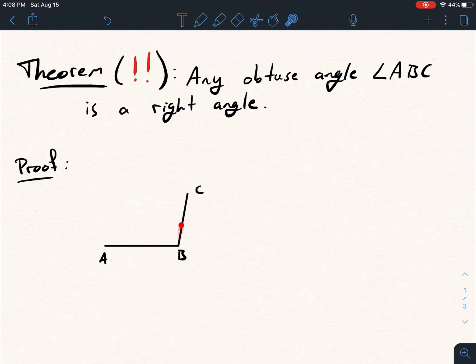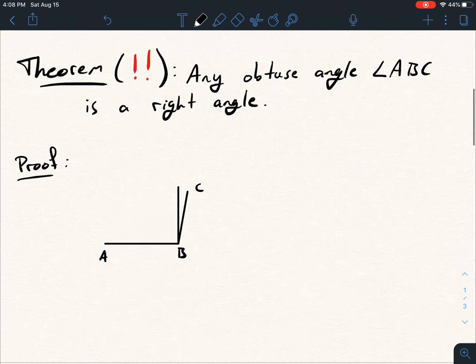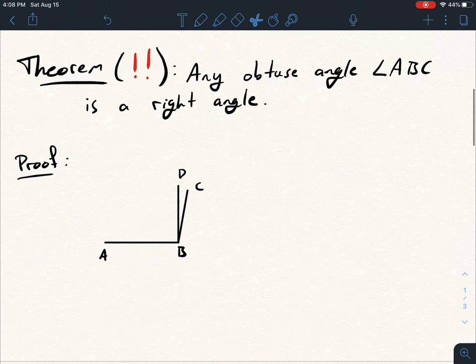What I want to do is take this line segment from B to C, and rotate that line segment so that it actually makes a right angle with the line AB. So let's draw a line from B running straight upwards like so. Okay. And let's call this point D right here. I'm doing this such that the line from B to C is equal to the line from B to D.